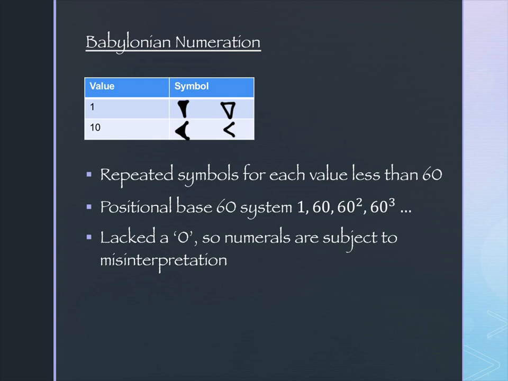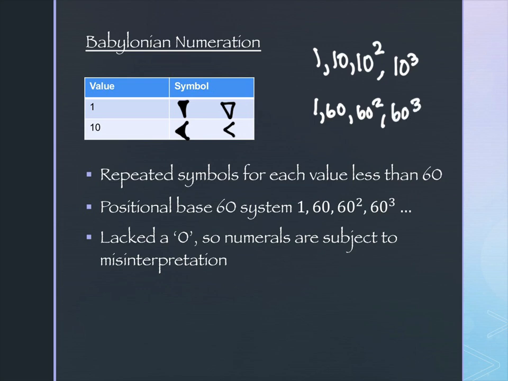What does that mean? Well, in our system, we have the ones place, and then we have the tens place. We have the hundreds place, but 100 is really just 10 squared. We have the thousands place, but that's really 10 cubed, and 10 to the 4th and so on. That's what our system does. Their system has powers of 60.